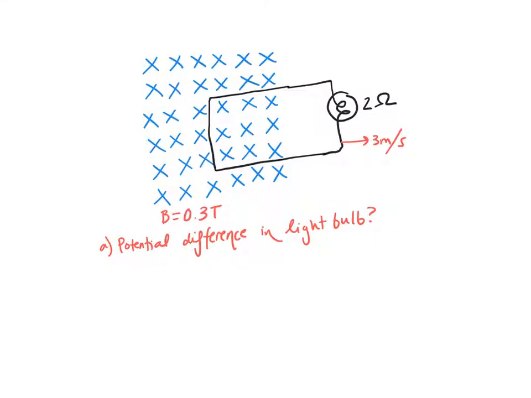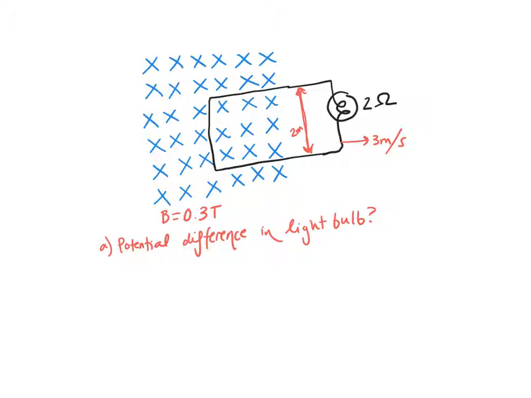Okay, so I've set up a little scenario here where we have a light bulb on a loop of wire, and that loop of wire is in a magnetic field, and we are pulling it out. We're pulling it out at a velocity of 3 meters per second. I gave you the distance between one side of the loop and the other, and the question is, what is the potential difference in the light bulb at this point?